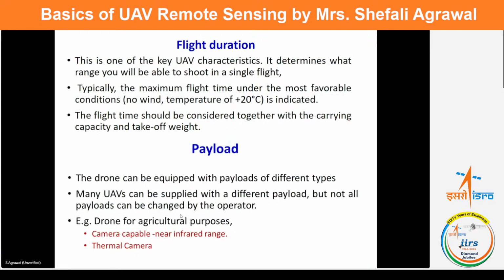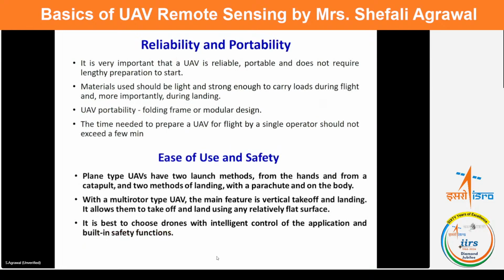This is one of the key parameters: it determines what range you will be able to shoot in a single flight, the flight duration, the maximum flight time, and the conditions such as temperature ranges and wind speed. The payload again depends on your final application, whether it's agriculture or disaster. The reliability and portability of the drone should also be considered.